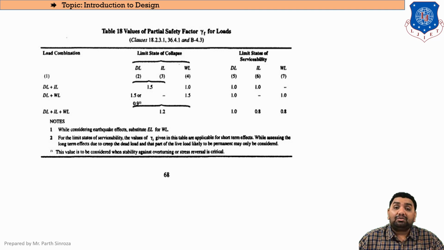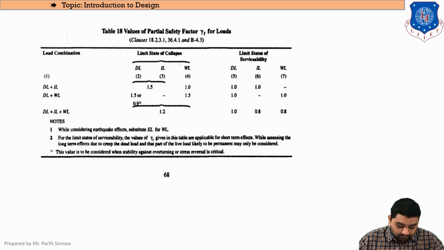Second is dead load plus wind load. We won't be using that for the current semester. And the third is dead load plus live load plus wind load. Here you can see that a specific load, or a major load, is missing. That is the earthquake load. Why so? Because for earthquakes they have prescribed a separate IS code, and the earthquake design is a huge phenomenon that you will be discussing in the next semesters.